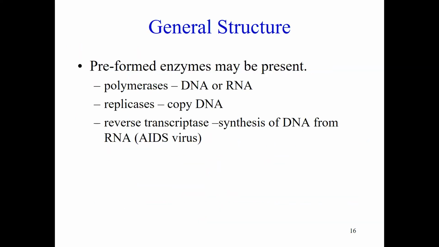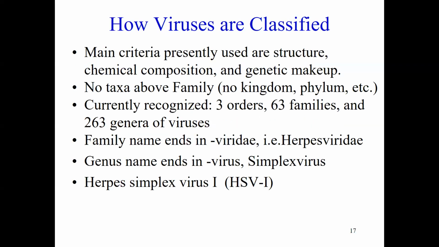There are sometimes preformed enzymes like polymerases, replicases, reverse transcriptases. These are things that can help with replication. The virus's whole goal of getting inside a cell is to replicate, right? That's its whole purpose in life. And so if it has some enzymes to help it do that process, fantastic. That means that process can go forward easier. So there's lots of different classifications. I'm going to really lean into our DNA and RNA.